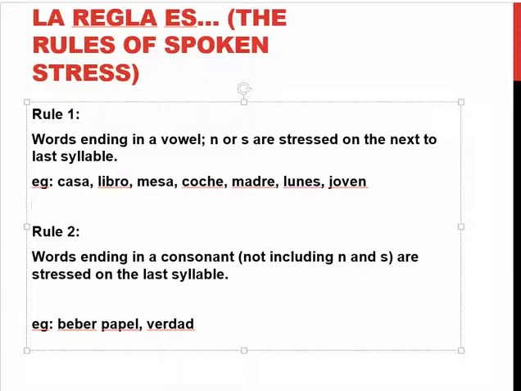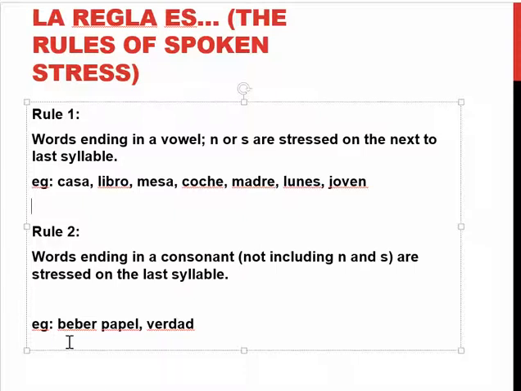Rule number 2. If the word ends in a consonant, which is anything other than obviously A, E, I, O, or U, and this does not include N and S also because that was covered in the last rule. So words ending in any consonant other than N or S are stressed on the very last syllable.